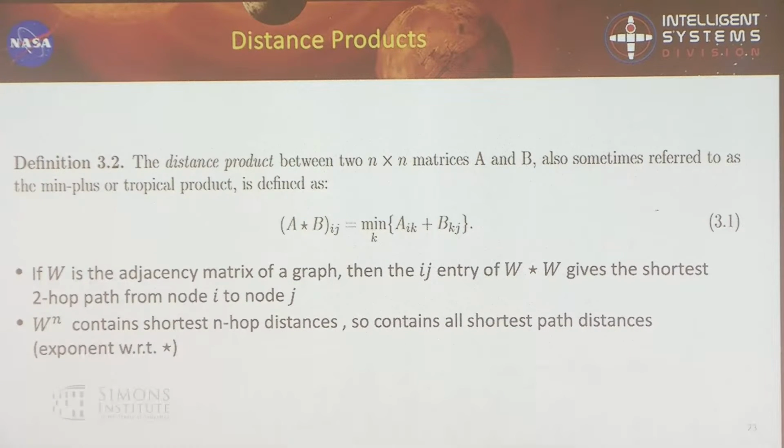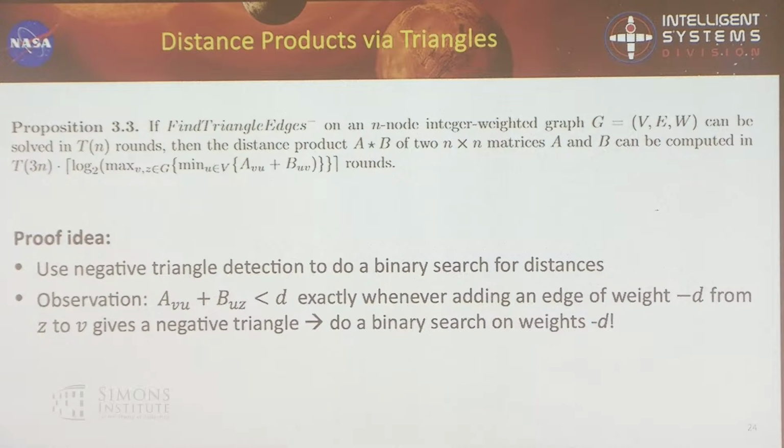So that's a distance product, and we're going to use a subroutine, find negative triangles, on an n node integer weighted graph. If we can solve this in a certain number of rounds, then the distance product can be computed in a nice number of rounds. And the intuition here is that we're going to use negative triangle detection.